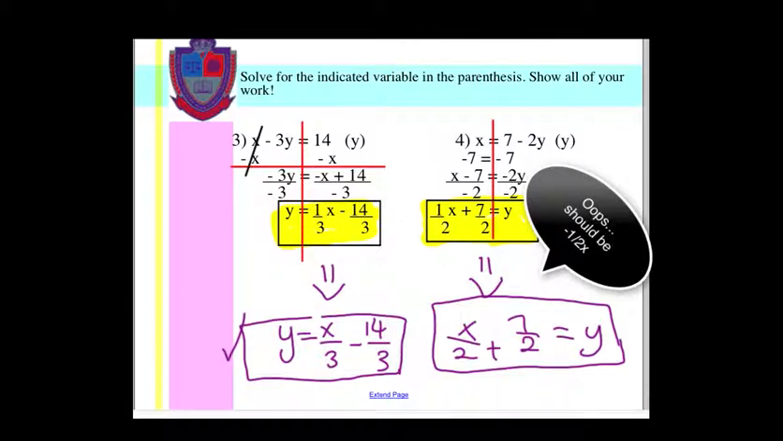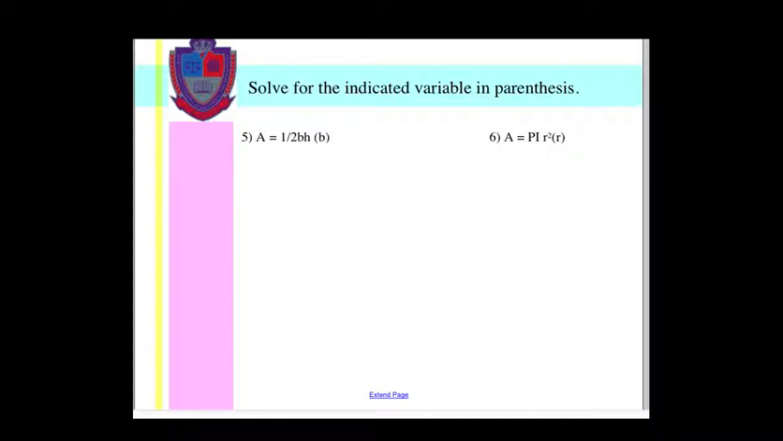So, moving on to our next question, number 5, it says solve for the indicated variable, again in parentheses. So in this case, I'm looking for b. Let's just rewrite this so we can see it a little better. A is equal to half b times h. I want to solve for b.